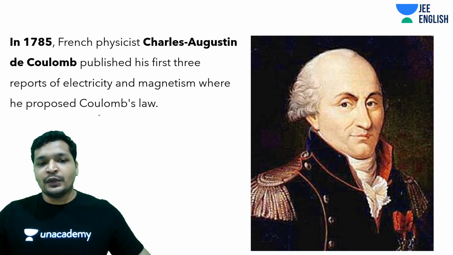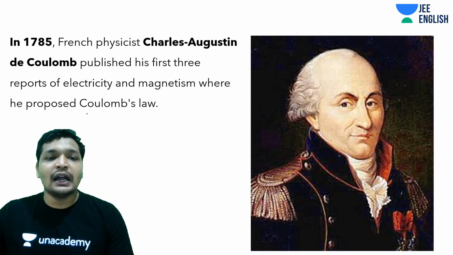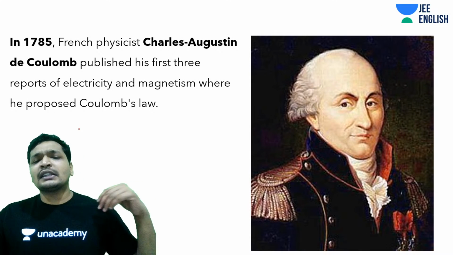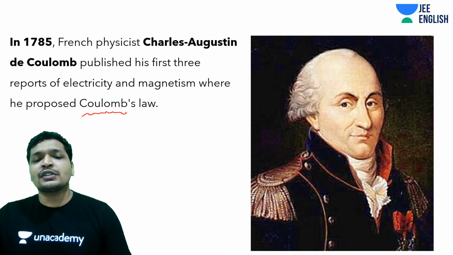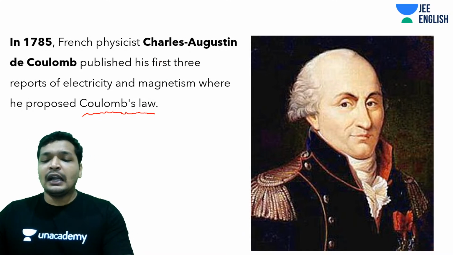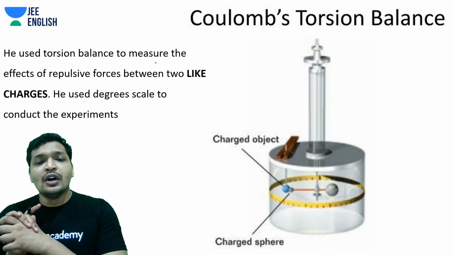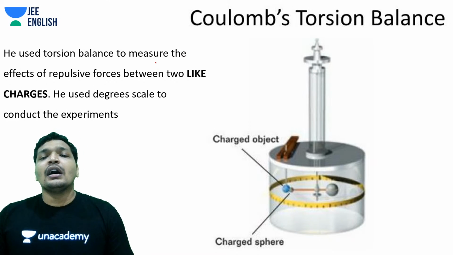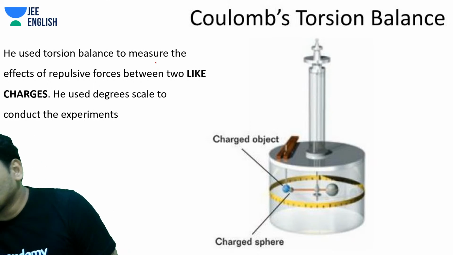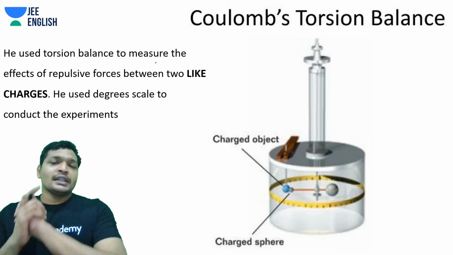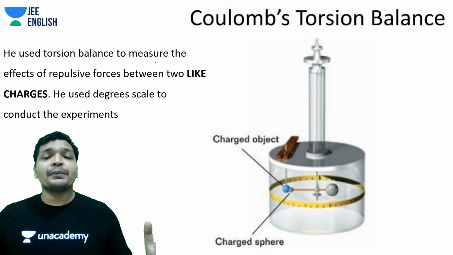He was not the first one to propose the theory, but he was the first one to scientifically prove it and write papers around it. There were three reports on electricity and magnetism, where he proposed Coulomb's law, named after him of course. He proved it not only through equations and expressions. He did not just publish a theoretical paper, but he also conducted experiments and proved it.